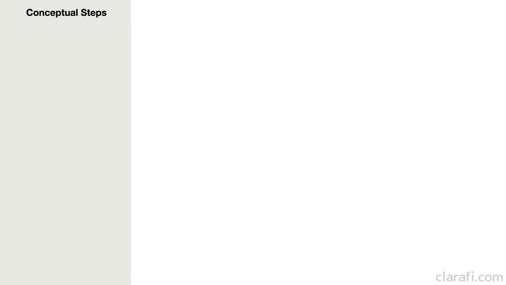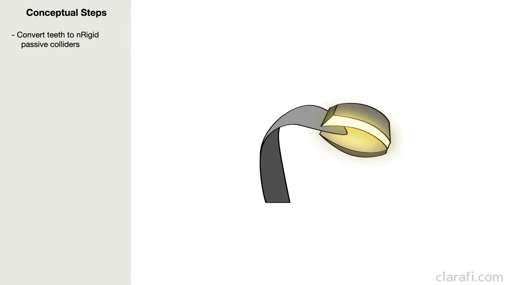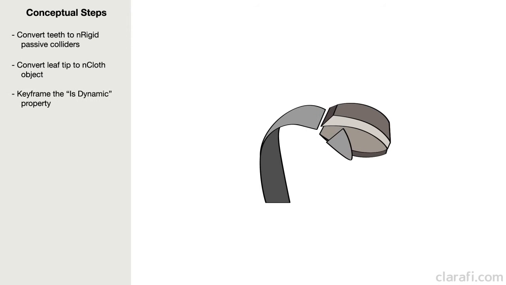Here's an outline of the steps we'll take to set up the simulation. We'll convert the teeth model into nRigid passive colliders. Then, convert the leaf tip into an nCloth object. We'll keyframe the isDynamic property from off at the beginning to on when the cut occurs, so the leaf tip falls at the appropriate time. And finally, we'll adjust the dynamic settings of the objects so that they interact the way we want them to. Let's get started.